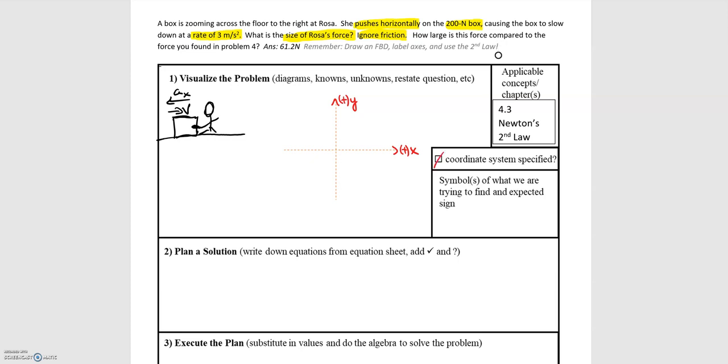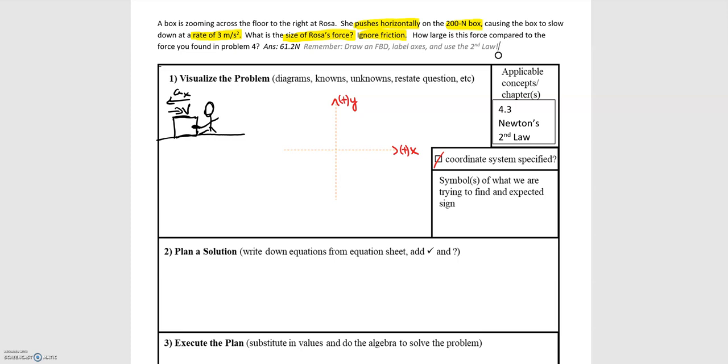The next step for me is I like to draw just a crude picture to help me visualize things. You can do that visualization in your head, but for me, I like to draw it out. So I have a picture of this situation where there's a box moving to the right, so it has some velocity v to the right. The box is being pushed on by Rosa horizontally, and that horizontal force is causing an acceleration to the left, which is causing the box to slow down.